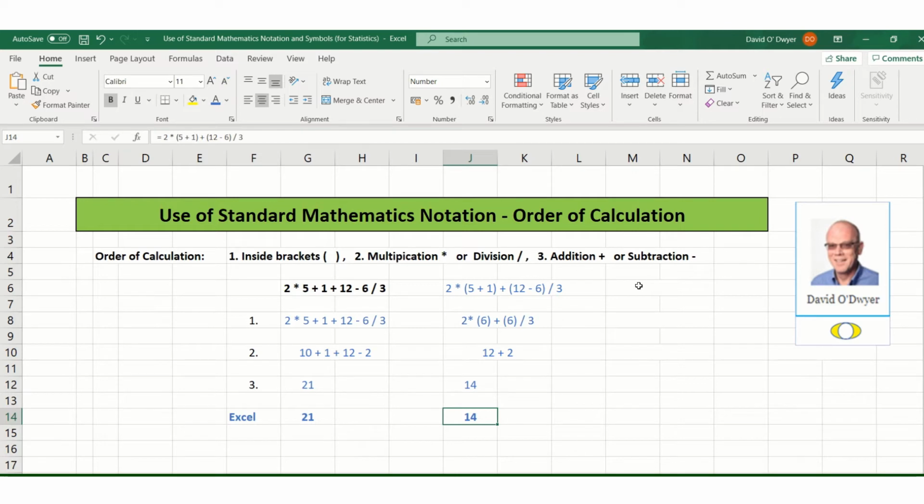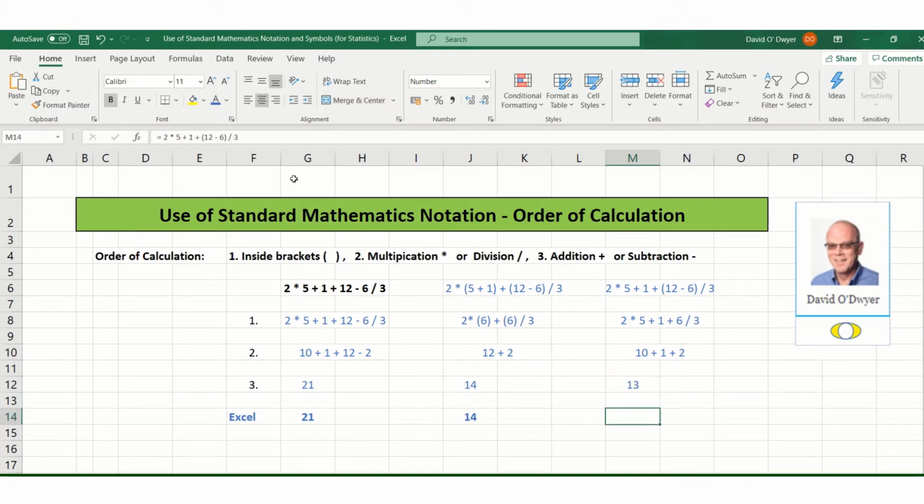Okay, 14. So our third and final example is 2 multiplied by 5 plus 1 plus 12 minus 6 divided by 3. Same set of numbers, just slightly differently laid out. And in this case, again, we apply the within bracket rule. And we get this. What changes here is 12 minus 6 becomes 6. And then we move on to do the multiplication or division. We get 10 plus 1 plus 2. And overall, that gives us 13.